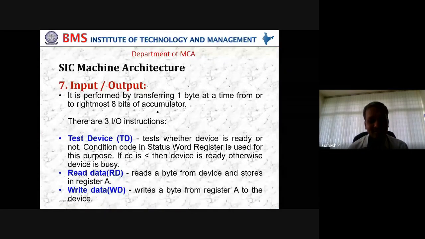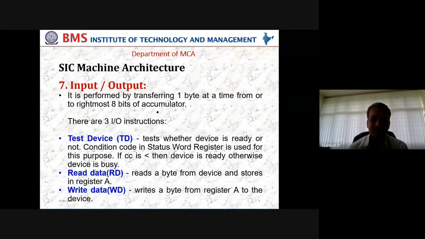So testing the device is nothing but checking whether the device is ready to accept or write the data into some other form. If it is free, then we can either read or write depending upon whatever the data you want. Please understand what we mean by read data here. We have connected something to the device and we are reading from the device so that we can store it in some other place. Similarly, what do we mean by writing the data? You are going to write some data from a location to your device. So this is how we have to see it from the device perspective. This is how input output is considered in SIC.